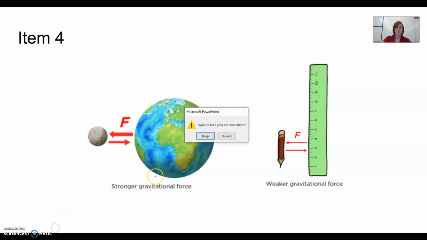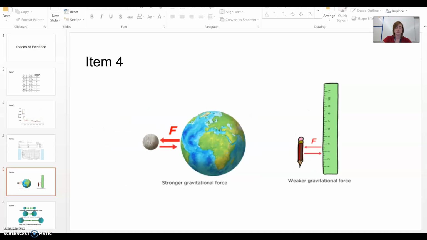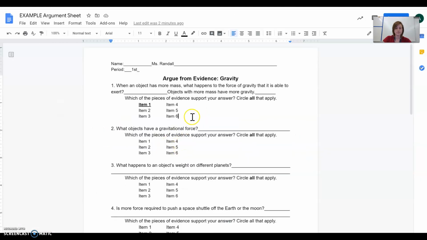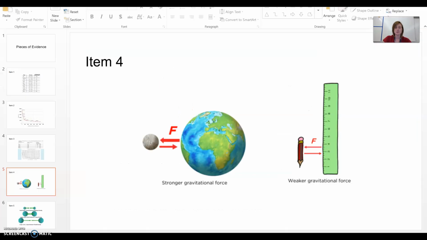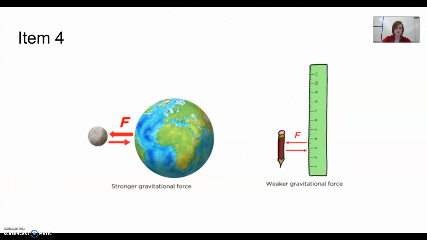So I'm going to go ahead and go back again to my Google Doc. And that was item 4 that proves it. So I'm going to highlight item 4, bold it, and underline it. There we go. Now we just have 2 more pieces of evidence to look at. I want to look at 5 and 6.